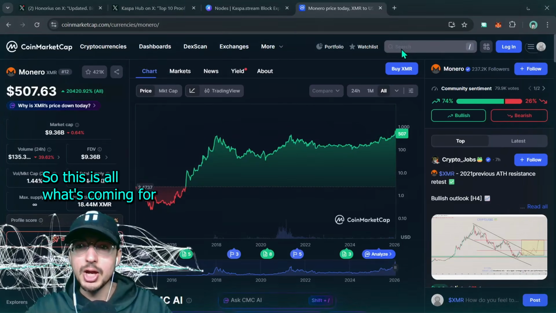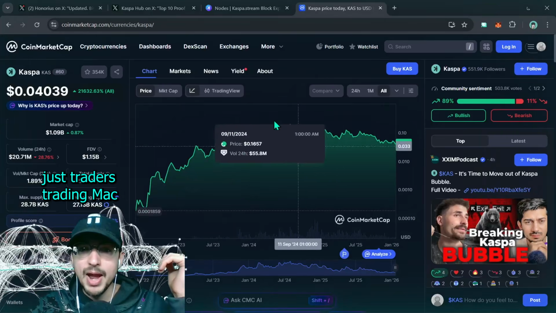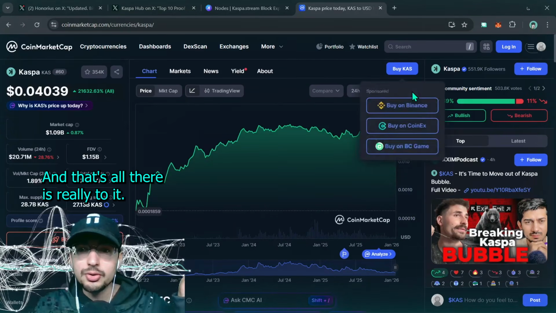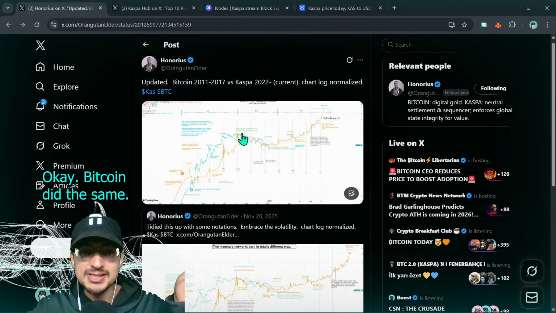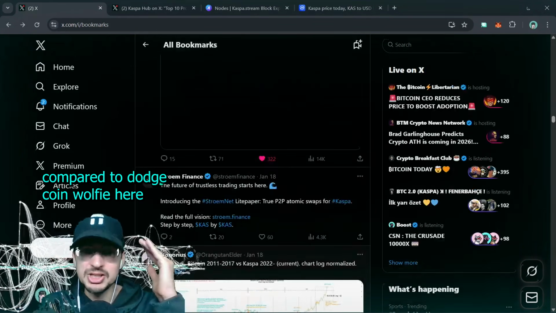So this is all what's coming for Kaspa. Looking at the log chart of Kaspa, just traders trading, macro redistribution, and that's all there is really to it. Okay, Bitcoin did the same, very healthy, very normal. And not just Bitcoin, but look in the past year compared to Dogecoin.